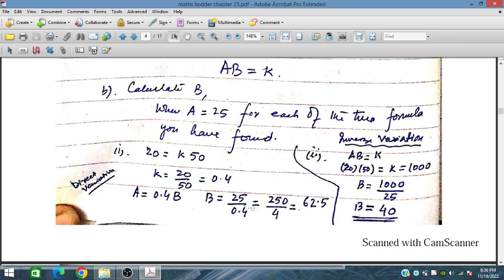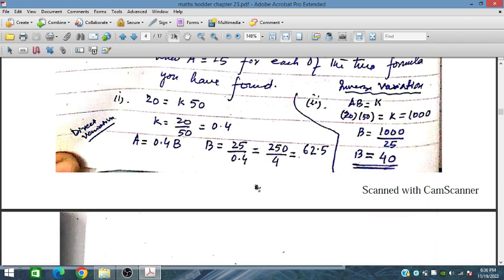So A is increasing, B is increasing. So this is the first variation, which is direct variation. In case of inverse variation, the relationship would be AB is equal to K. So AB is equal to K means K is 1000, and from the initial values, when A is equal to 25 we have B is equal to 40. So A increases, B decreases in this case.